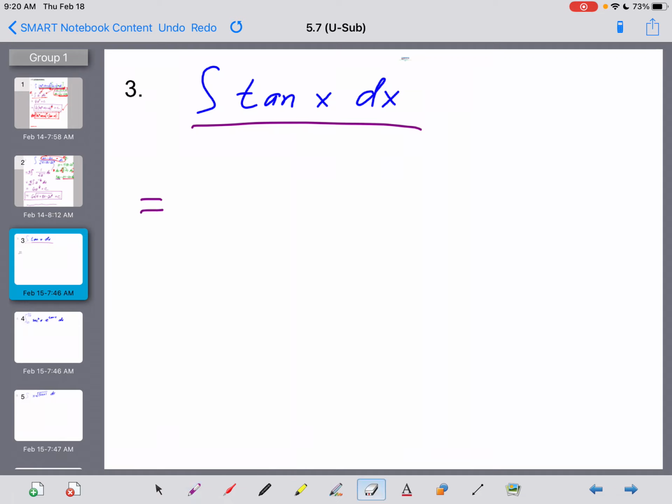I'm going to put an equals. I'm going to rewrite my integral sign right here, and we're going to rewrite tangent of x in a way that looks a little bit more like what we've been doing earlier. And I'd love to ask you guys if anybody knew where we were going with this. You can change tangent of x into the sine.